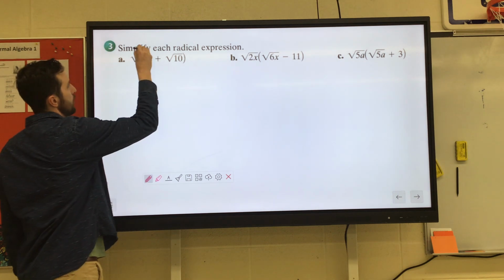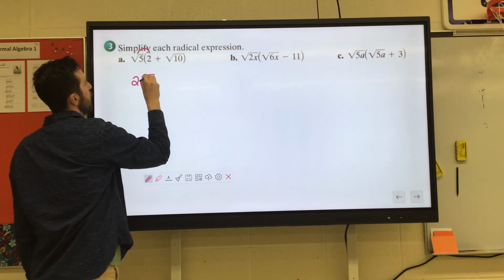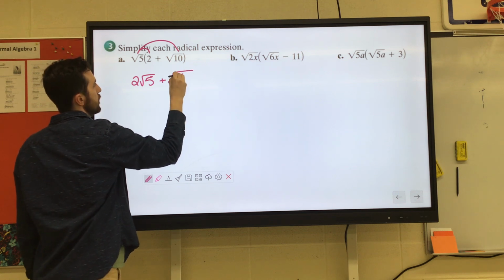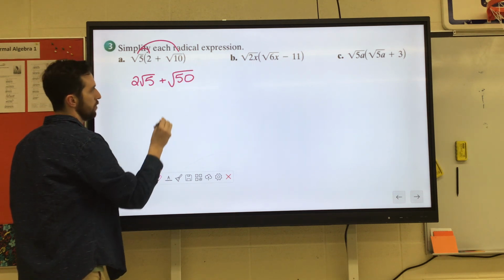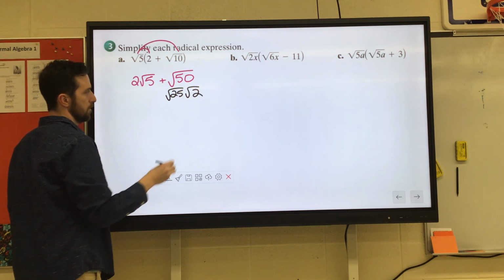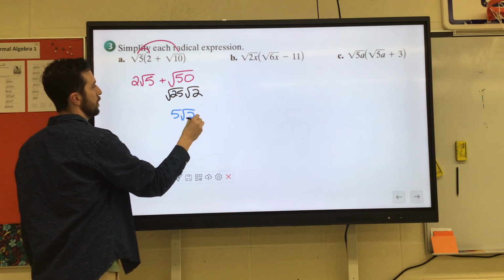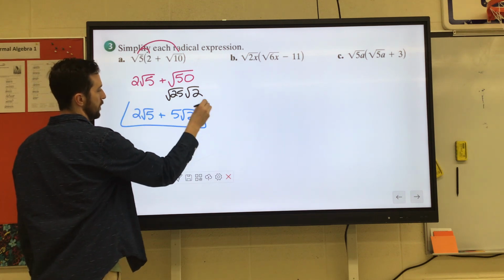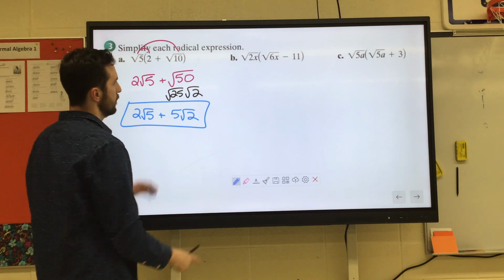All right, root 5 times 2 is 2 root 5. Plus root 5 times root 10 is root 50. 50 I know is 25 times 2, which is 5 root 2. 2 root 5 plus 5 root 2, you can't combine them because they have different numbers in the radical.